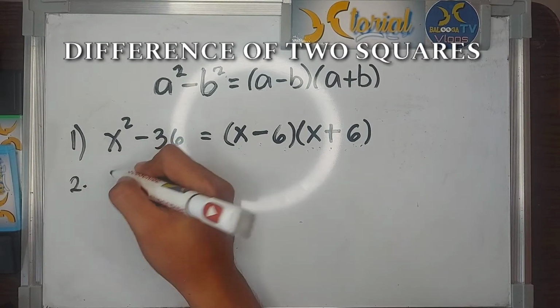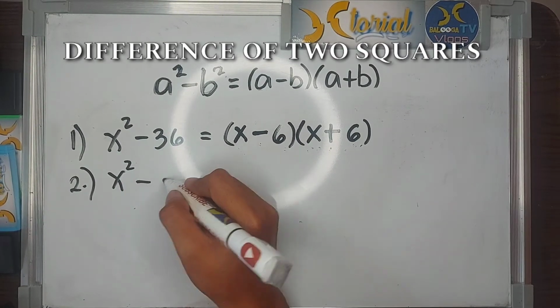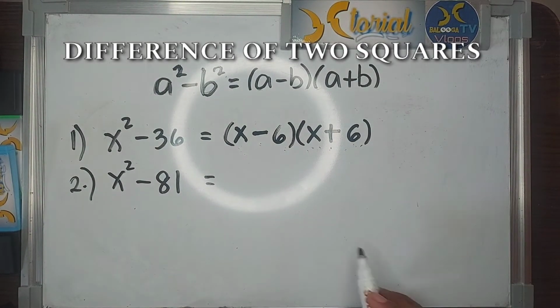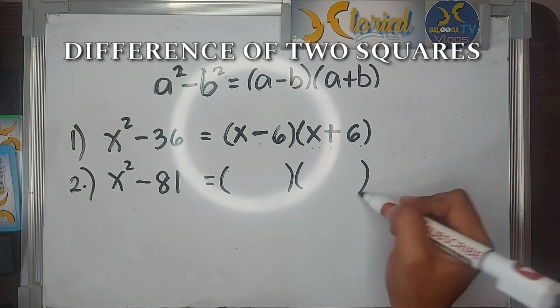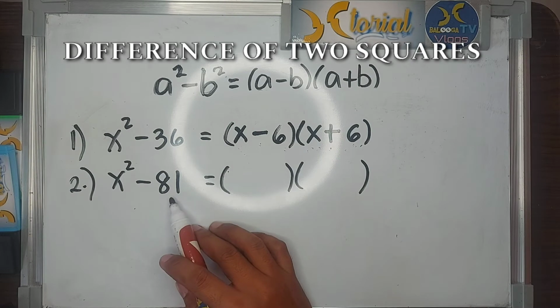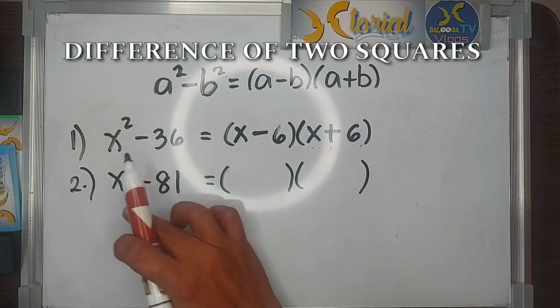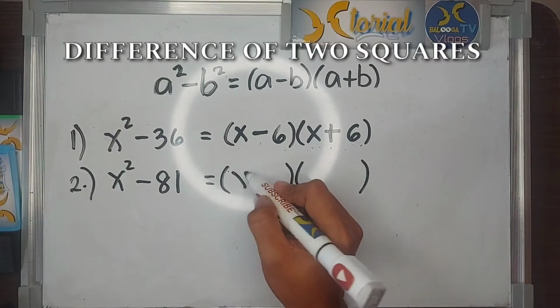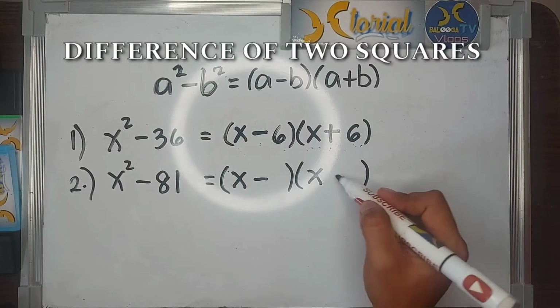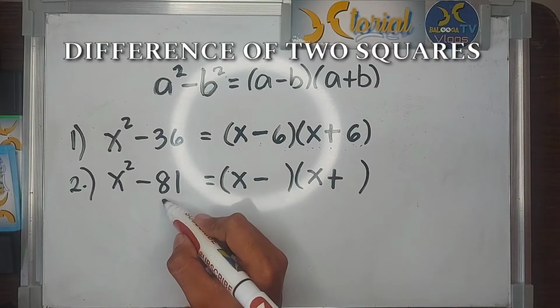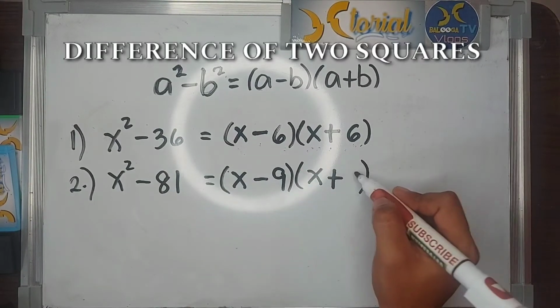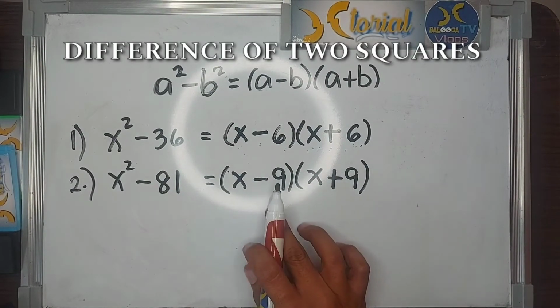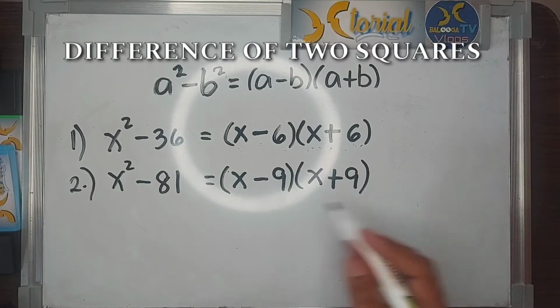Okay. Another example. X squared minus 81. Perfect square number, tama? Okay. So yung 81 is a perfect square number. Saan galing yung 81? 9 squared. Okay, correct. So ibig sabihin 9 times 9. So ganun pa din. Saan galing yung x squared? X. So yung isa minus, yung isa plus. So we have 81, 9 times 9. So we have x minus 9 times x plus 9.